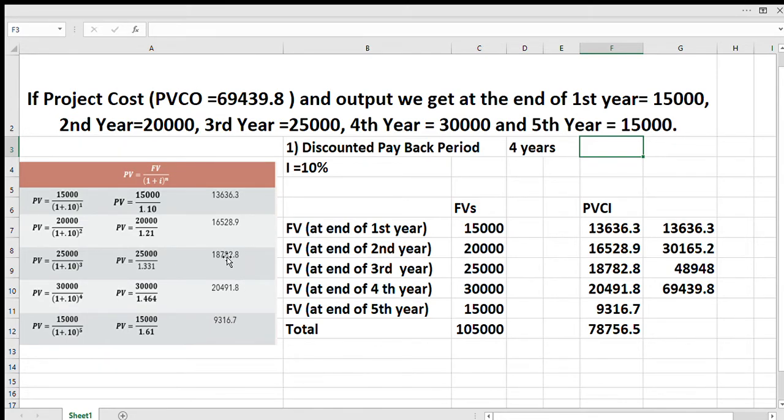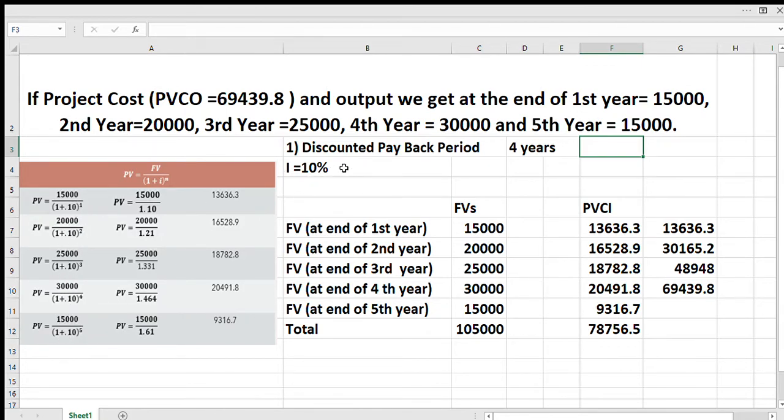18,782.8. And the 30,000 that we'll get at the end of the fourth year, if we convert into the present, that will be 20,491.8. And the 15,000 that we'll get after 5 years, at the end of 5 years, if we convert into the present, that will be 9,316.7.